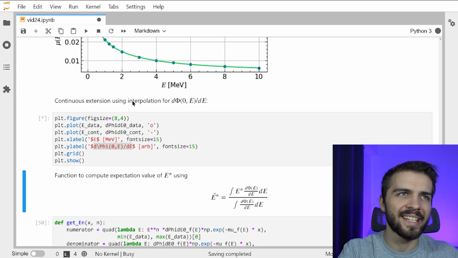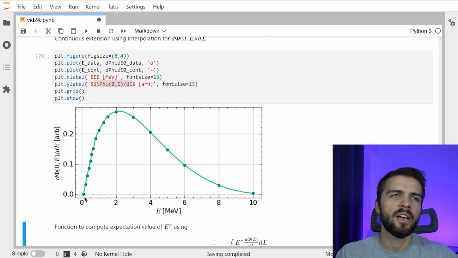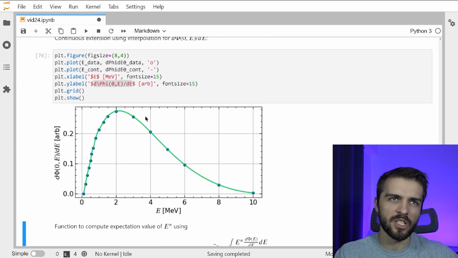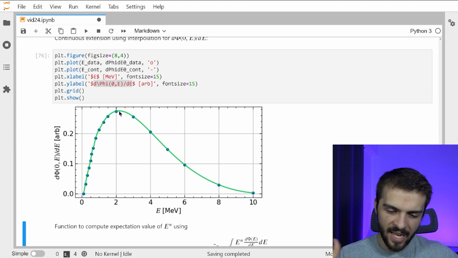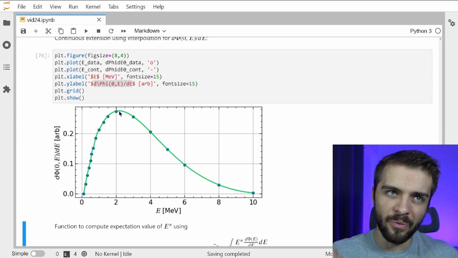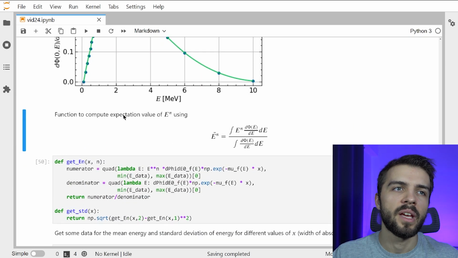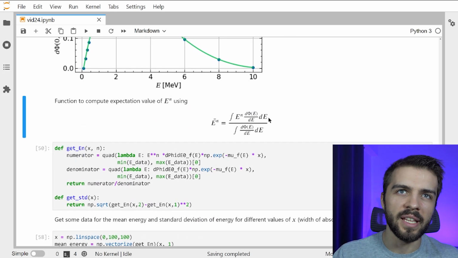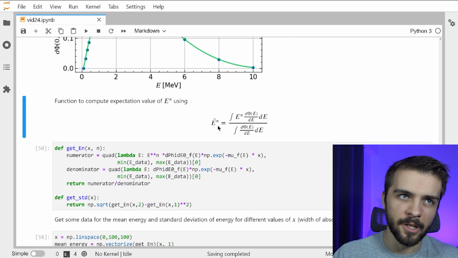I can also look at the continuous extension of our spectrum, which is what I do here. I have some data points and I'm smoothly doing it like this. And you'll notice that the data points aren't separated evenly in x, that's fine. I can use my interpolated function to compute integrals. So I can use this to compute the value of E to the n, which is given by this formula here.